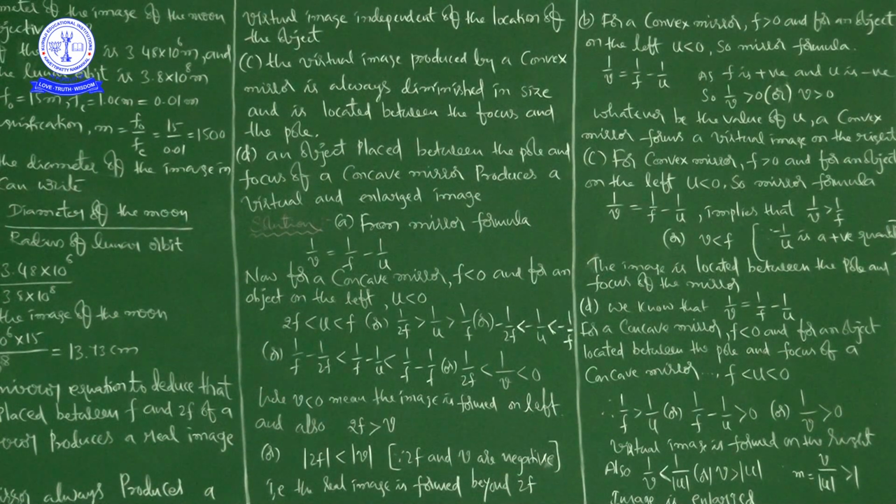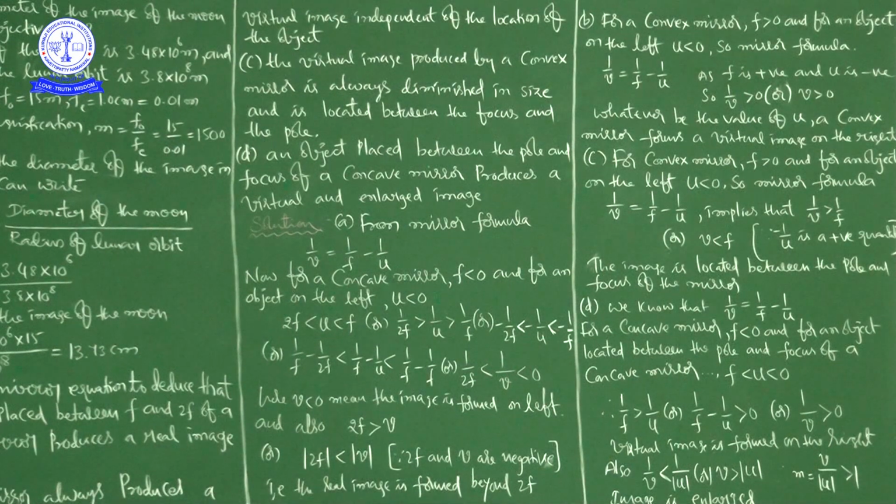When v is less than 0, what does it mean? The image is formed on the left. If v is greater than 0, the image is formed on the right. So when the image is formed on the left, that is what he is asking. He asks, produces a real image beyond 2f. But based on this, you can also say 2f is greater than v, in modulus terms.